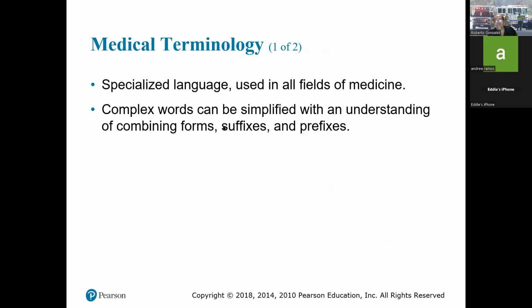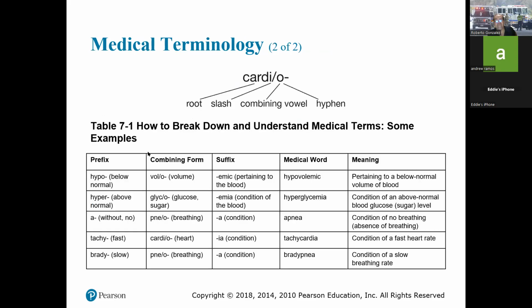Now, medical terminology is specialized language used in all fields of medicine. Complex words can be simplified with an understanding of combining forms, suffixes, and prefixes. Now here we have some, and I'm going to let you read them, but for example, cardio: the root word would be cardi, and the combining vowel would be O. So you have cardiomegaly. Megaly would be your suffix.